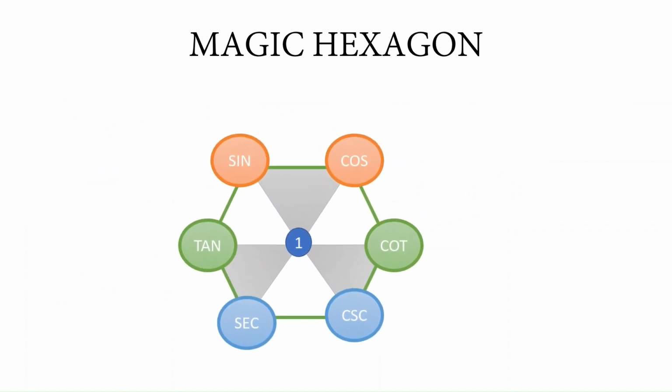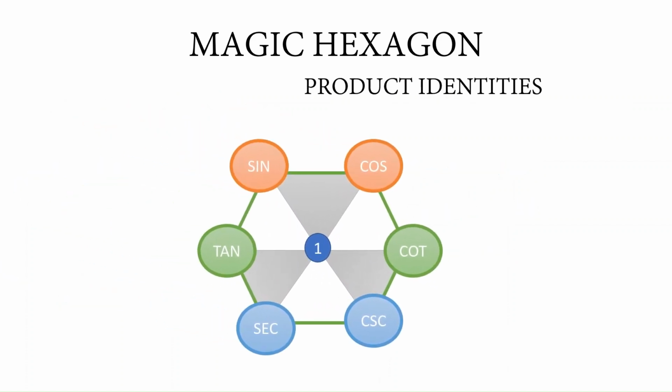And the next thing we can do with this is to identify the product identities. How to write the product identities is, consider any vertex. Try to check the adjacent vertices for that particular one. And we can write the identity. We will see here. I will take this sine. For this sine, the adjacent vertices are cos and tan. So sin theta can be written as tan theta into cos theta.